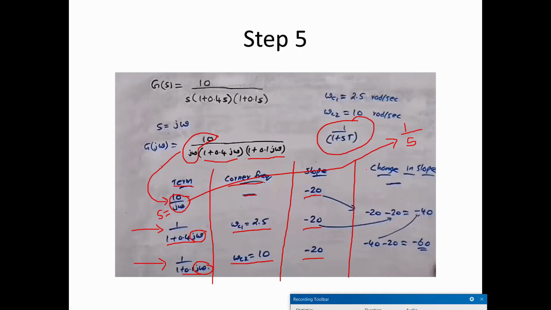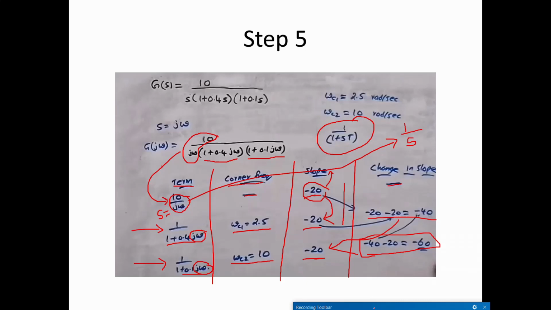Okay. So what is the change in slope? In the first term, the change in slope will always be null because it won't be compared with any previous slopes. So it will be 0. But for the second term, we find that it is going from minus 20 to again minus 20, so the change in slope is minus 40. For the third one it is minus 40 as well, minus 40, minus 20. So the overall change in slope is minus 60 dB. Right? So this is how we need to fill this table.